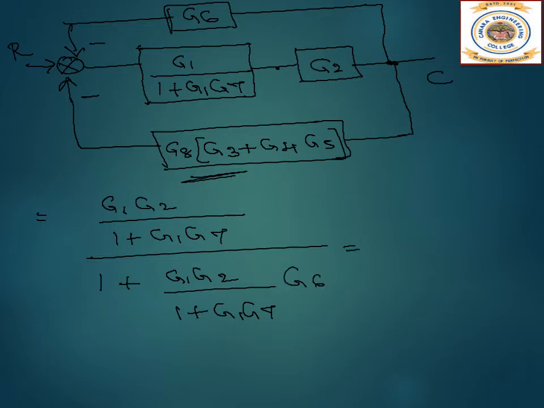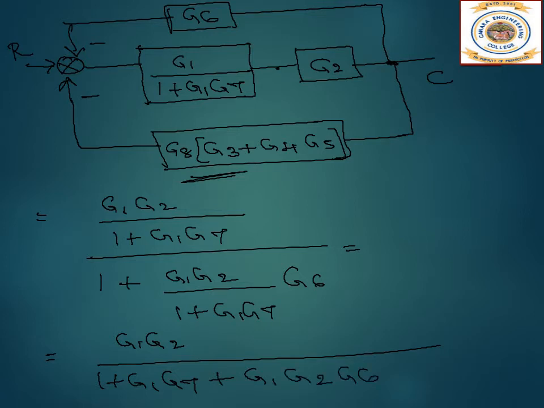So we get over here, take common denominator. Let me write it below, as it will become a little bigger. So taking common denominator and simplifying, G1 G2 divided by, this 1 plus G1 G7 will get cancelled in the denominator. So 1 plus G1 G7 plus G1 G2 G6. This is what I get by solving this part, okay.